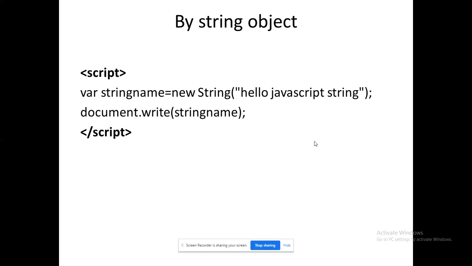The second way of creating a string is using the string object. I use the string constructor here, passing the string I need as the argument. Using the new keyword, I allocate the memory dynamically for the string. So this is the second way. By these two ways I can create a string in JavaScript.